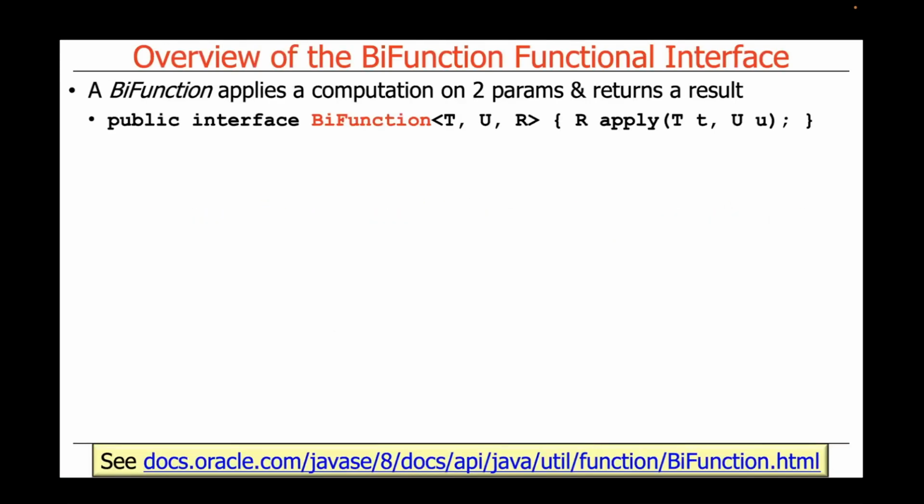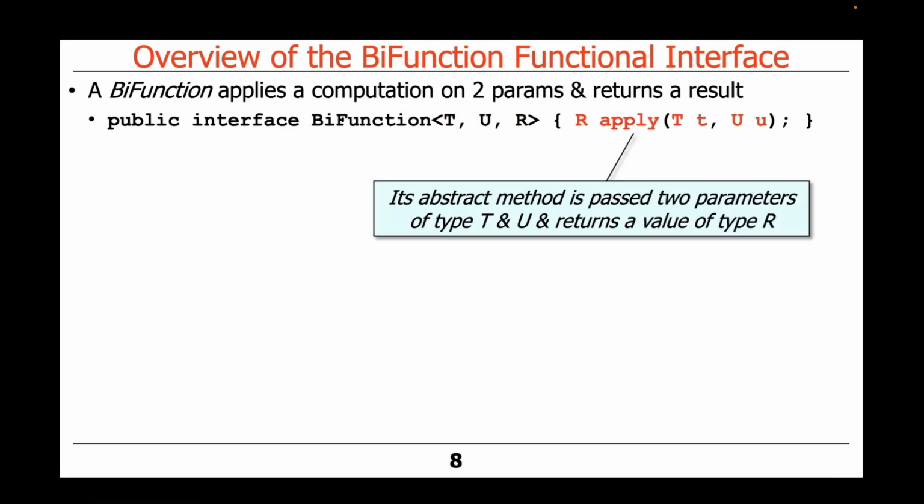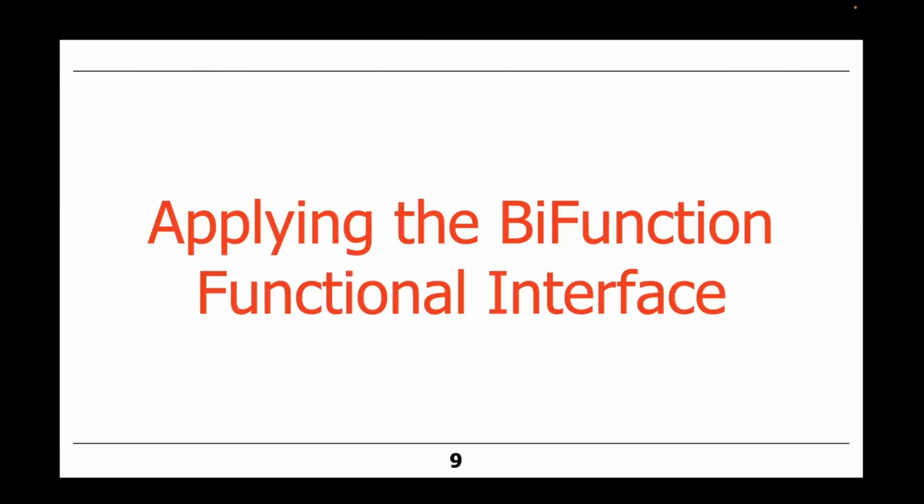So what is a BiFunction? Well, a BiFunction is effectively a Function on steroids in that it applies a computation on two parameters, not just one, and returns a result. The parameters that are provided here are defined as generic types. You can see we have T, U, and R. And the apply method takes a T and a U, which could be different types or the same type, and it returns R, which could also be a different type or the same type as the T and the U types. So that's essentially the generalization that we have provided for BiFunction versus Function.